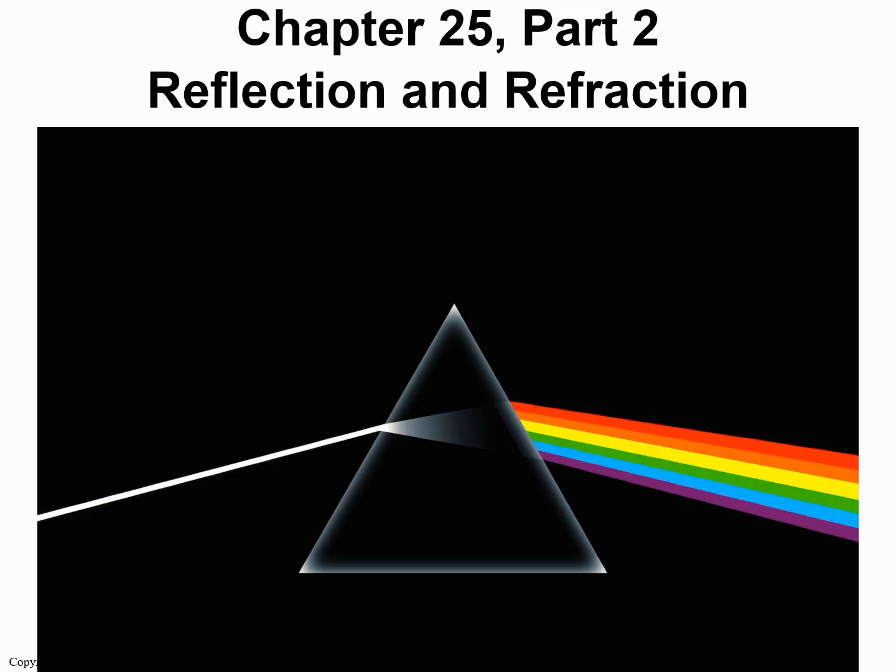This is chapter 25, part 2, Reflection and Refraction. And in this lesson, we're going to learn about these two phenomena of light that are very common, and we experience them every day. Refraction is the phenomenon of light that's behind the rainbow. We see a little bit of that here with white light entering a prism, and then it's separating out into its constituent colors. We're going to learn why that happens.